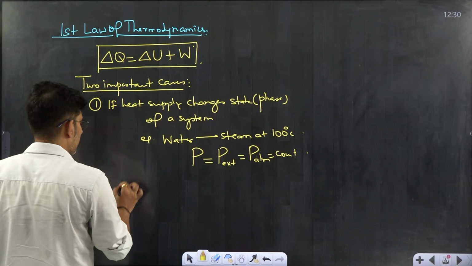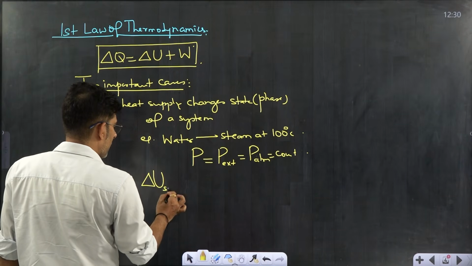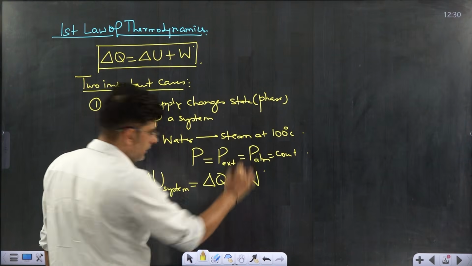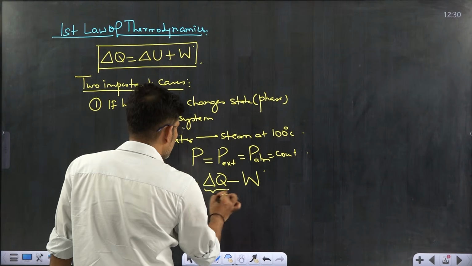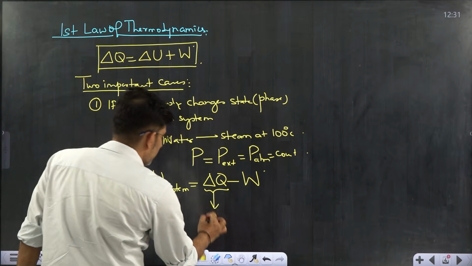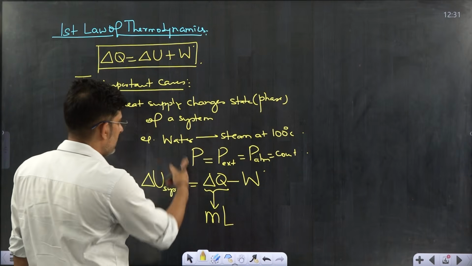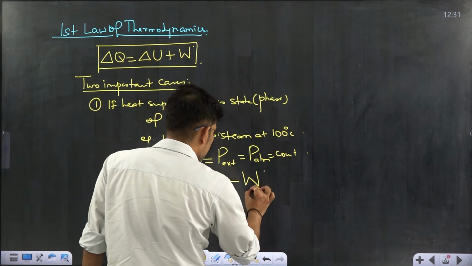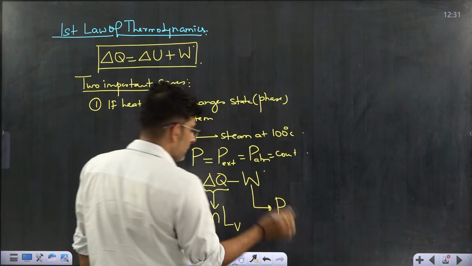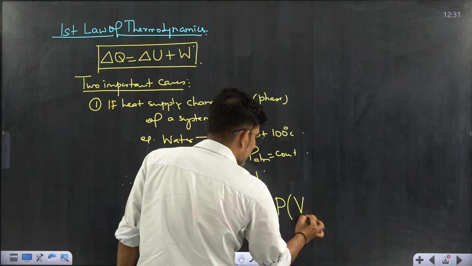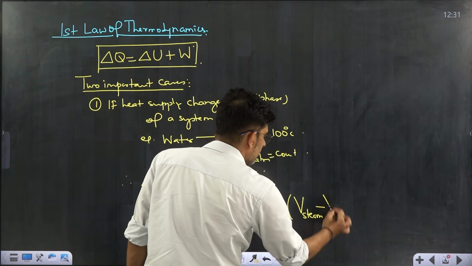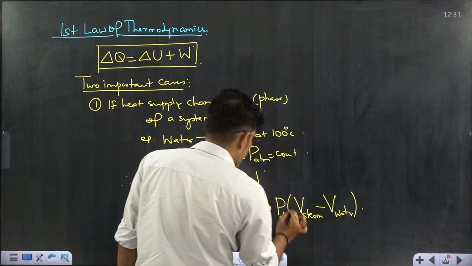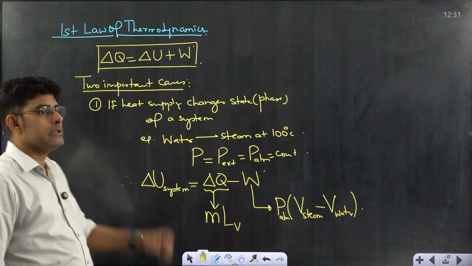So in that case, if they ask you delta U of the system, you will write delta Q minus work done by the system. Delta Q is mass into latent heat. Here we are taking water to steam, so latent heat of vaporization. Now here work done, pressure multiplied by change in volume. Final volume you are getting steam, initially we had water, and P here is equal to P atm. So from here you will get the change in internal energy.